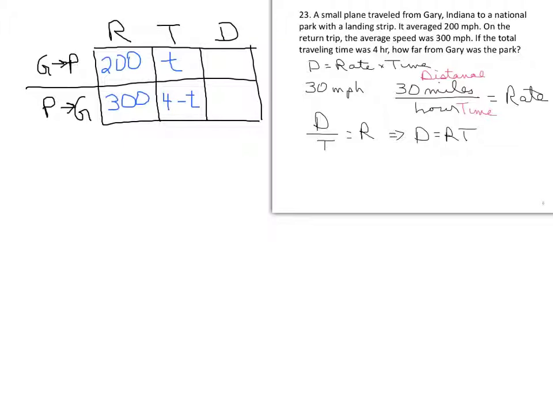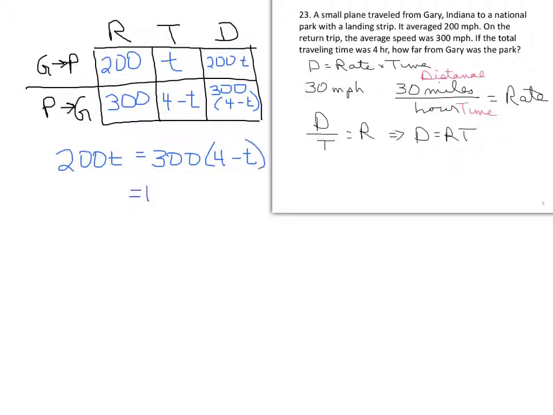So if you add your times together, your t's are going to cancel and you're going to get 4 hours, which is what you want. And we know that distance equals rate times time, so we don't know what the distance is, but we know it's 200 times whatever the time is, and in the other direction it's 300 times 4 minus the time. And we also know that the distances are equal, so we can write the equation 200t equals 300 times 4 minus t.